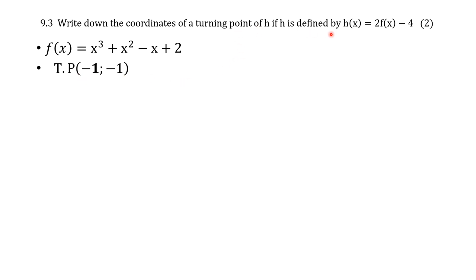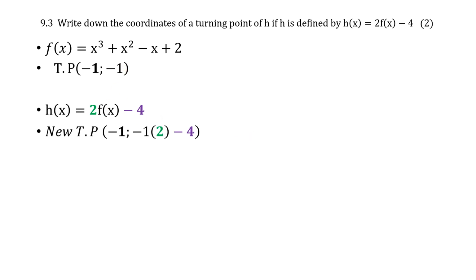So we want a new turning point, h of x. Right, so the new turning point, h of x equals 2 times f of x minus 4. So in short, what this means, remember, f of x represents the y value. So the y value of this turning point was minus 1. So minus 1 is going to be multiplied by 2. And then it's moved 4 units down. That's what minus 4 means. So there, minus 1 times 2, minus 4.